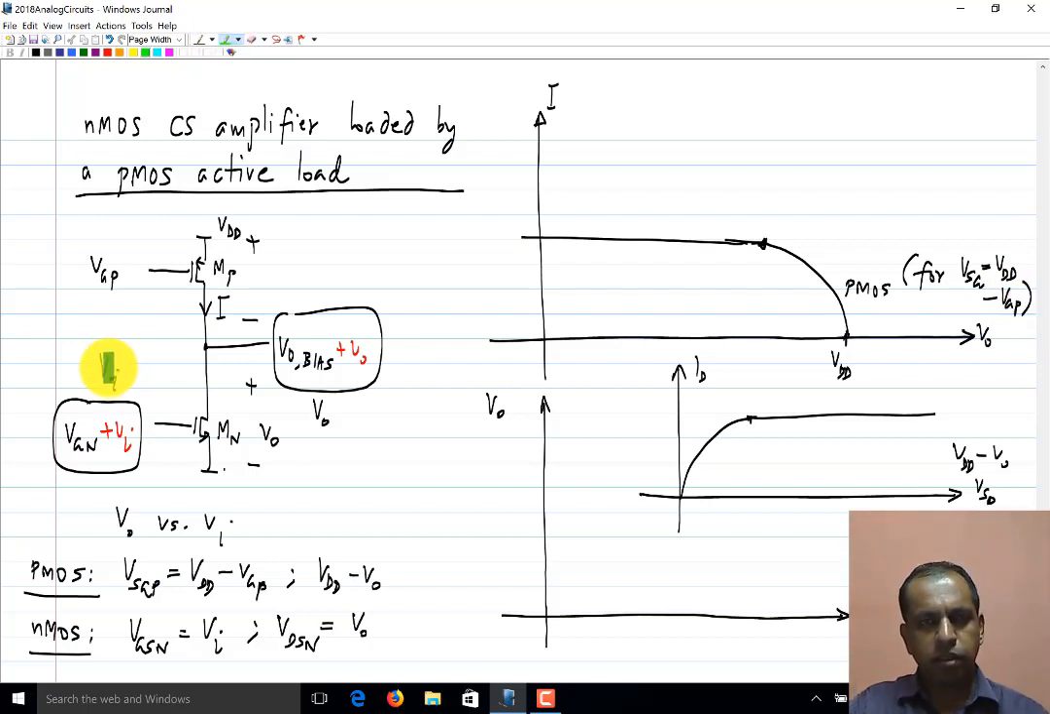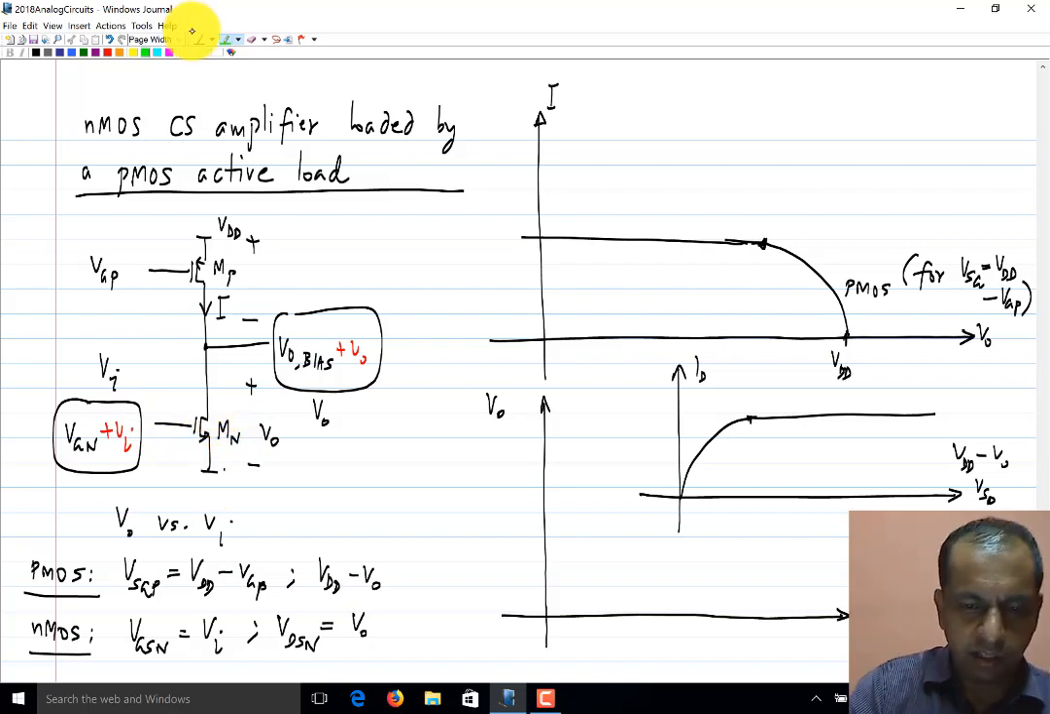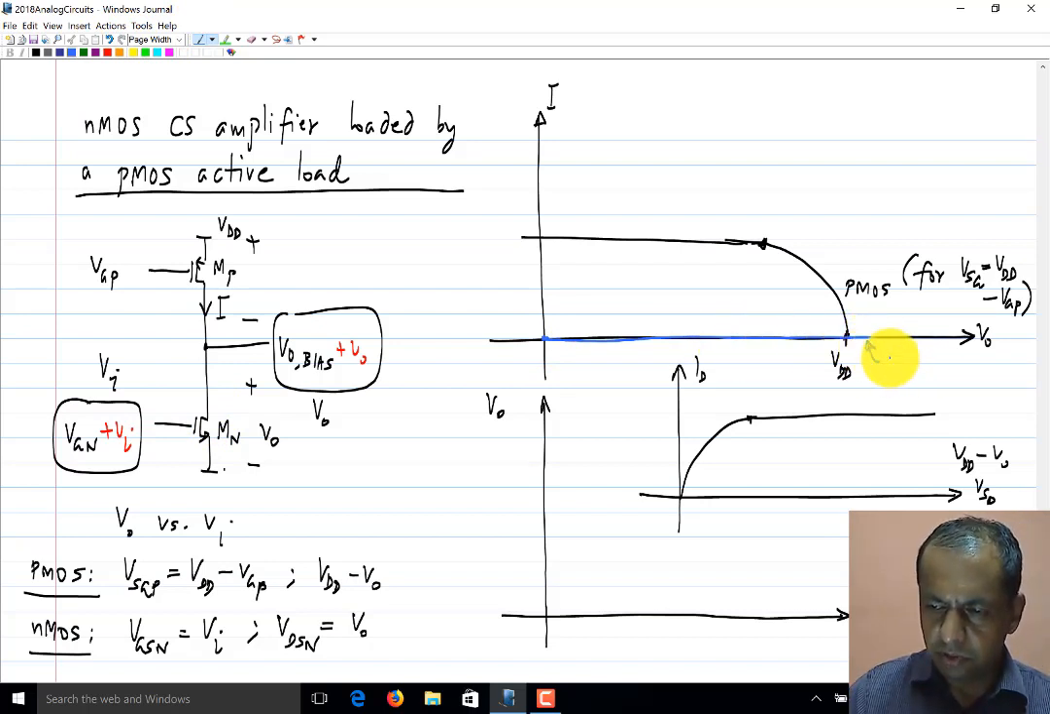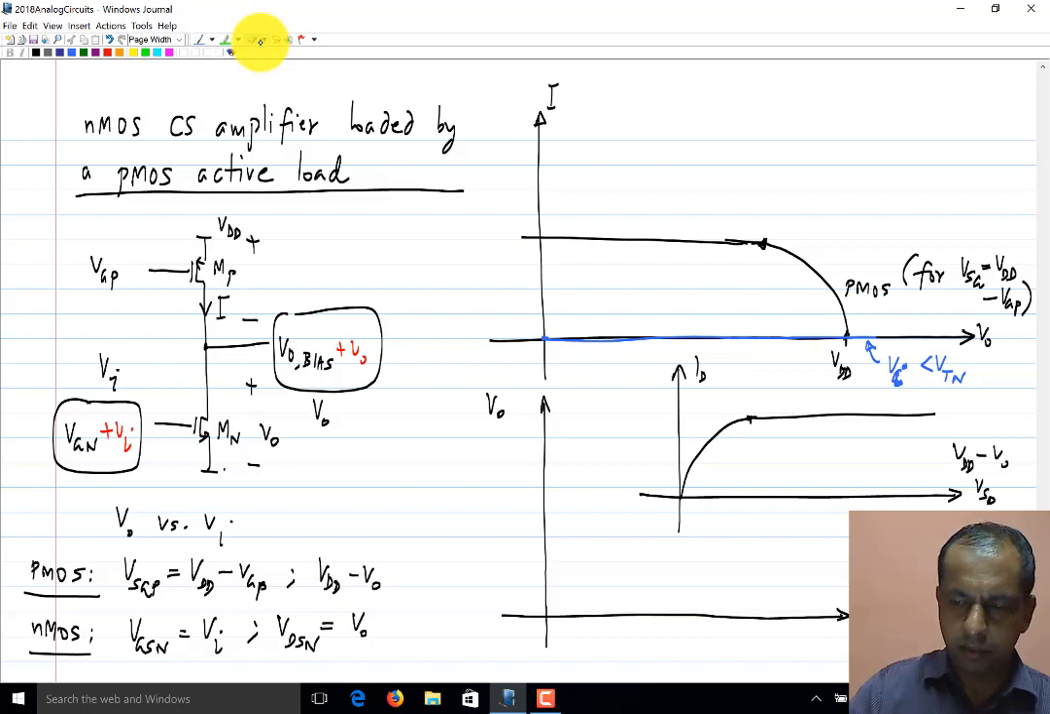Now let's start with Vi being very small, let's say equal to 0. If it is 0, this NMOS transistor is off because its gate source voltage is below the threshold voltage. In fact, as Vi increases, as long as it is below the threshold voltage, the NMOS transistor is off and the current is 0. In fact, that characteristic corresponds to just a 0 current line here. So this is for NMOS with Vi less than VTN.